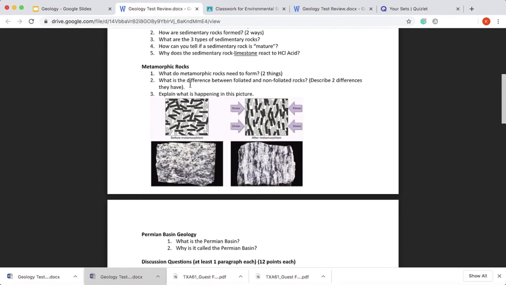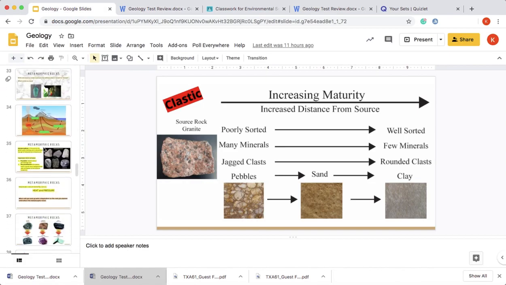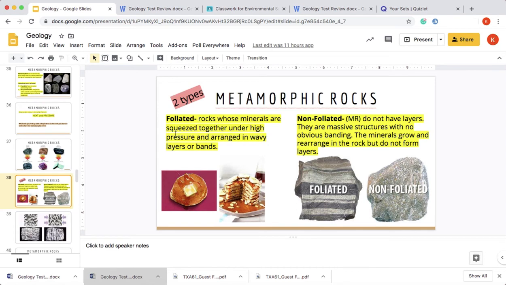What is the difference between foliated and non-foliated rocks? I feel like that's going to be a difficult one. So let's check over to our notes, where I explained this a little bit. Metamorphic rocks have 2 types, foliated and non-foliated. Foliated rocks have really pretty bands on them, which I call stripes. You can see there are specific stripes on this rock, whereas this quartzite does not have any stripes on it, so you know it's non-foliated. Foliated rocks have stripes, non-foliated rocks have no stripes.